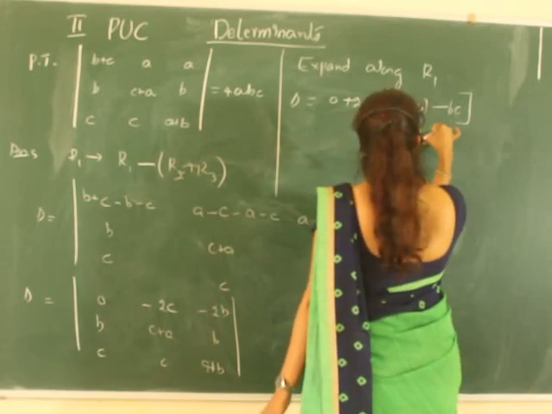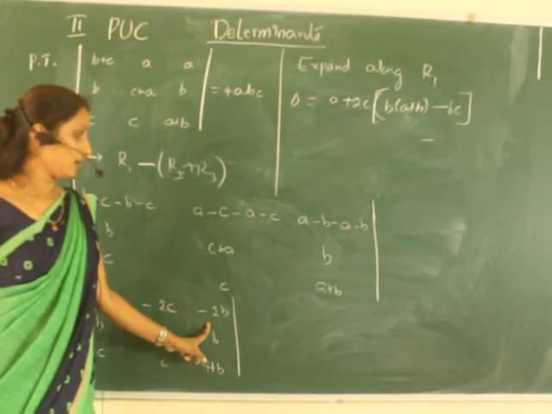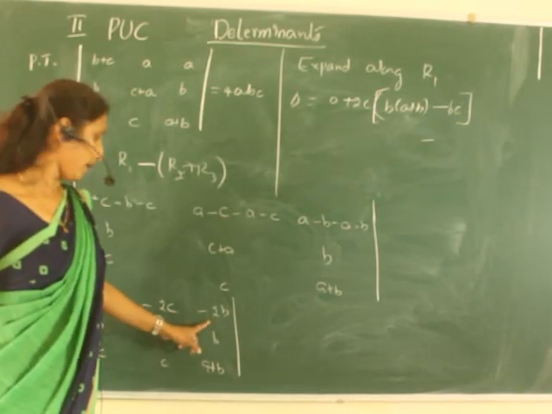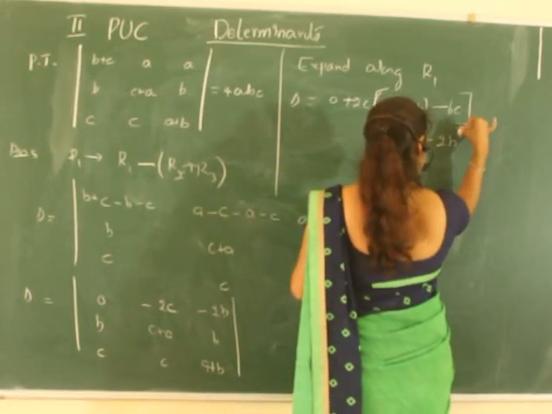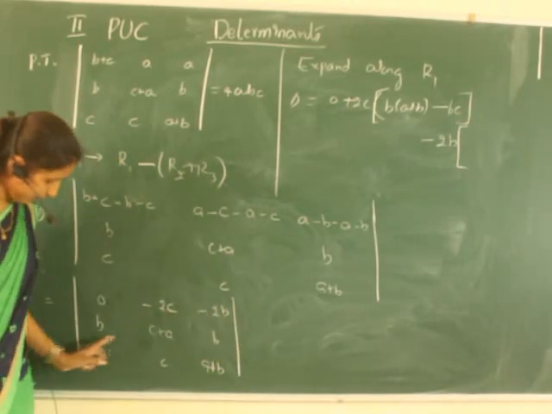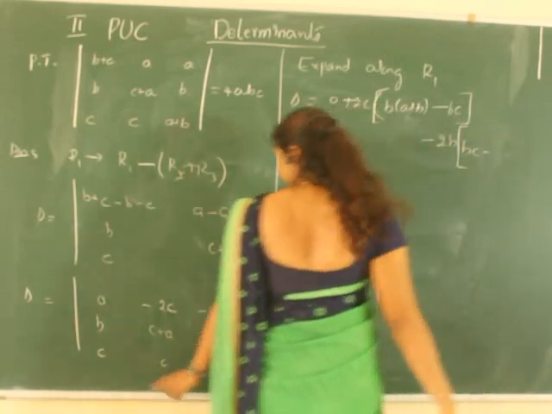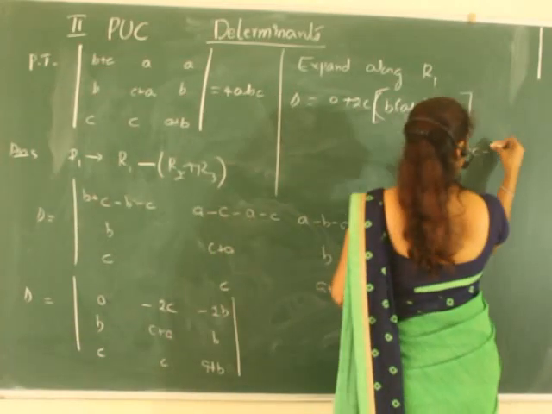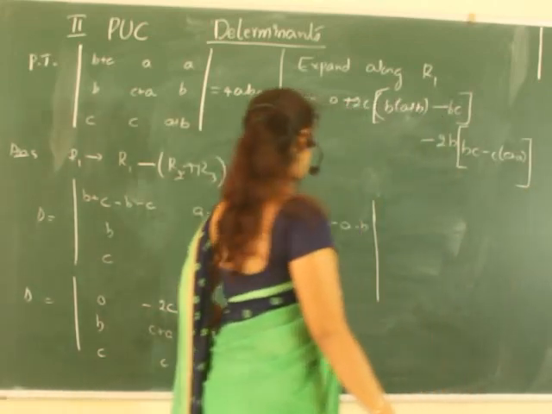then the last term, minus of minus is minus. So plus, minus, and minus. Since it is minus 2b into, by deleting the third row and third column, we get b into c, bc minus c into c plus a, c into c plus a. So we got like this.